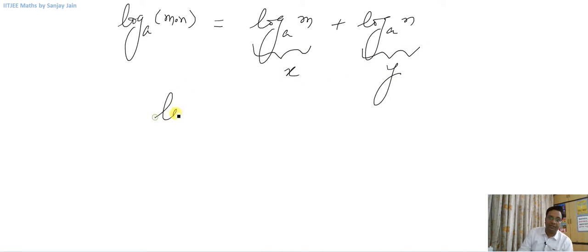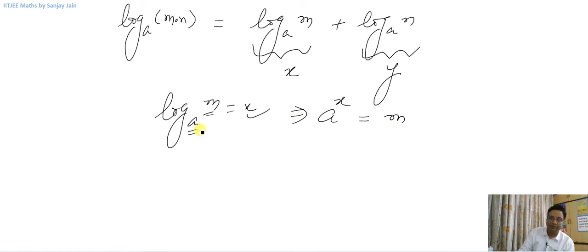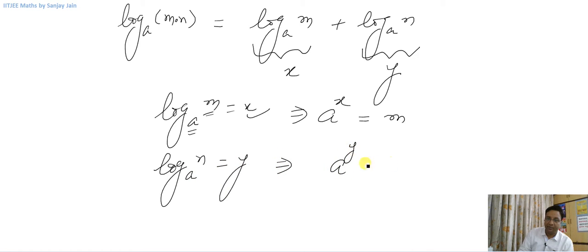So if I consider log m to the base a as x, then from the basic definition I can say a raised to power x is equal to m. And I have taken log n to the base a as y. So from the basic definition I can say a raised to power y is equal to n, right?